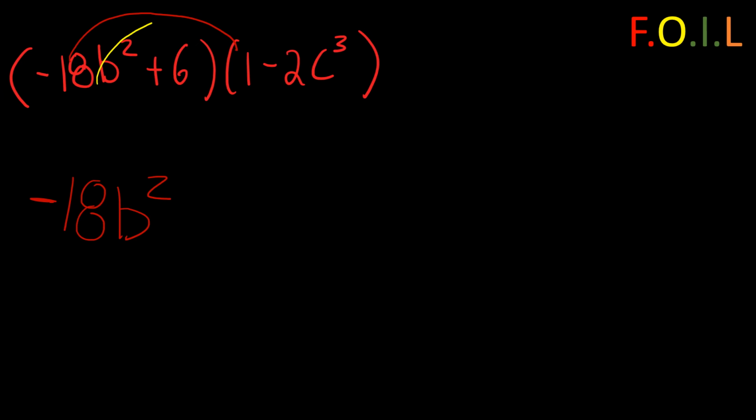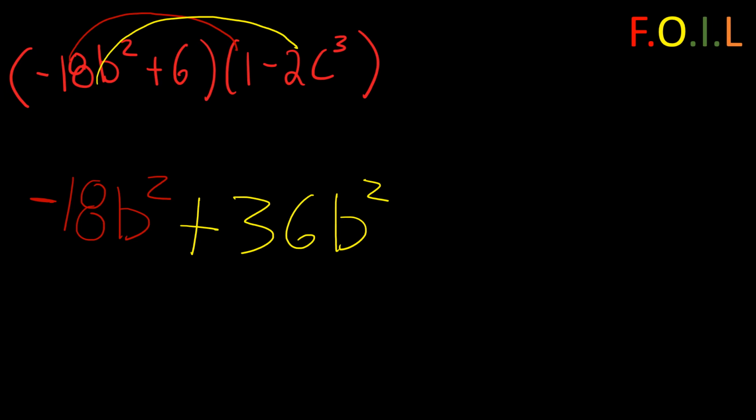I have negative 18b squared times negative 2c cubed. Okay, so I have a negative and a negative, so I'm going to get a positive. 18 and 2 is 36. B squared, right? Well, I can't combine it with any b squared on the other term, right? So it would just be b squared, and also c cubed would just tag along since there's no like terms.